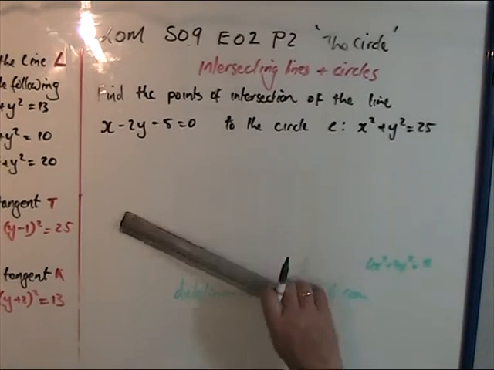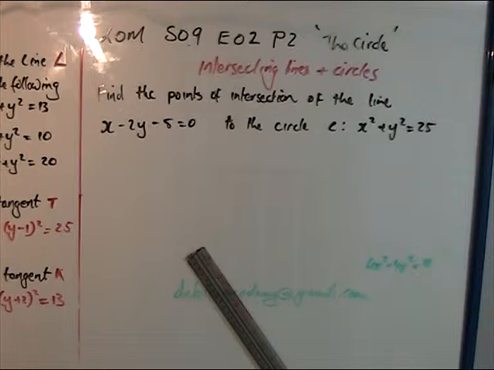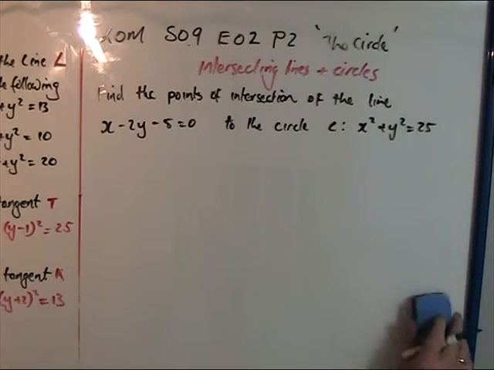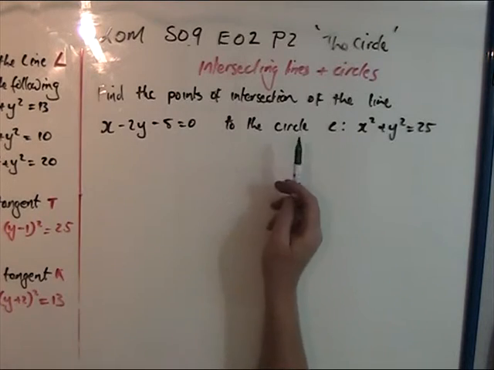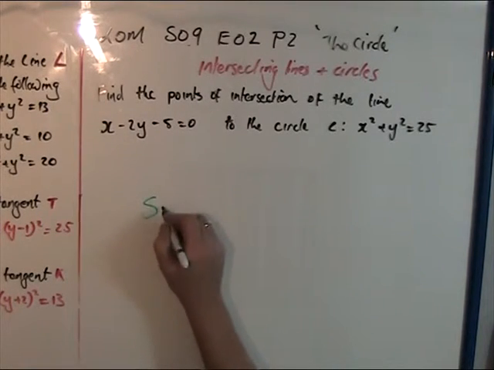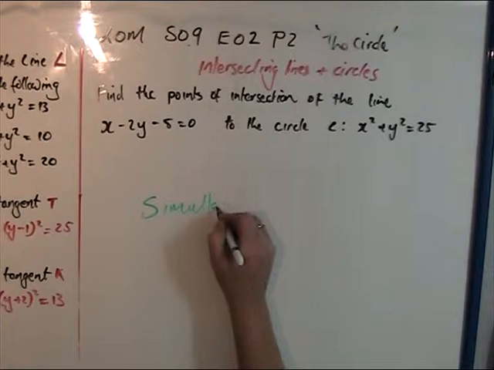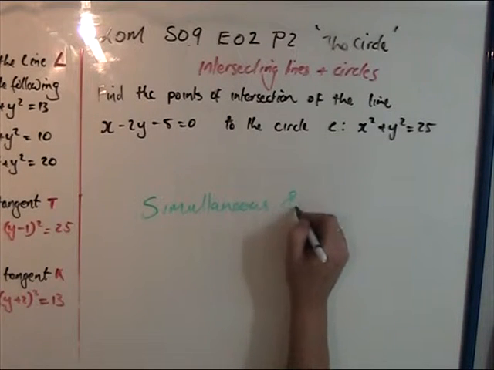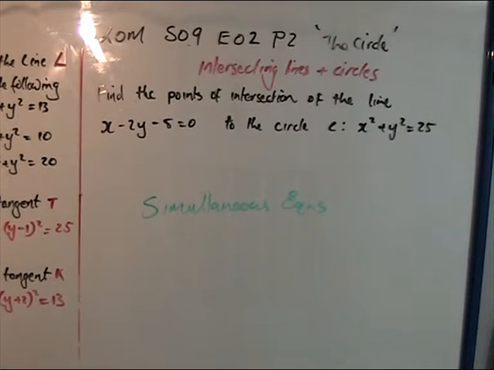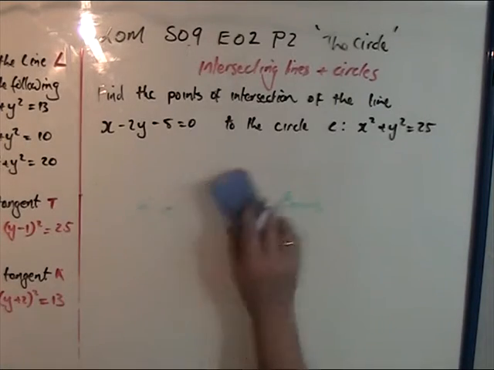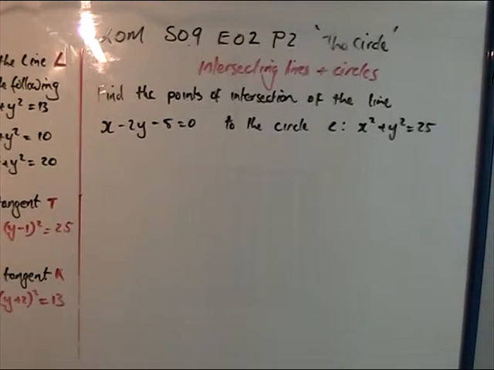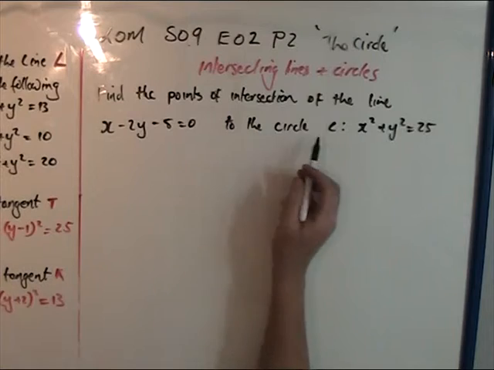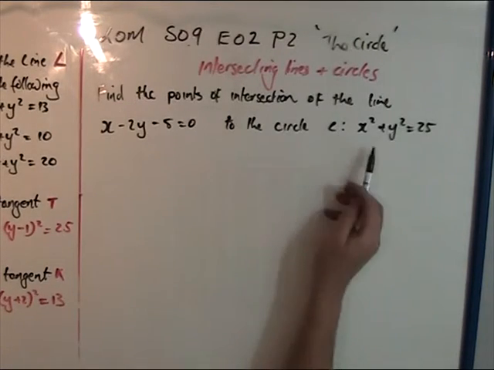Now today we're going to do intersecting lines and circles. These questions are quite common. So look at this. This is intersecting lines and simultaneous equations. You remember simultaneous equations? They're everywhere in the series, especially in series 1. Now I have to find something that's common with these.